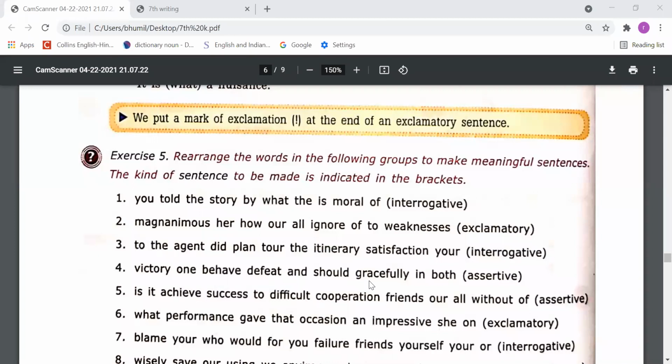Next, victory won, behave, defeat, and should gracefully in both. You have to make an assertive sentence. So you can say that one should behave gracefully in both victory and defeat.